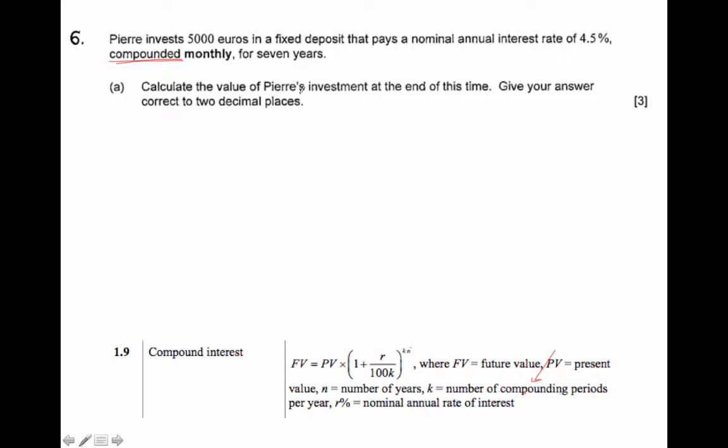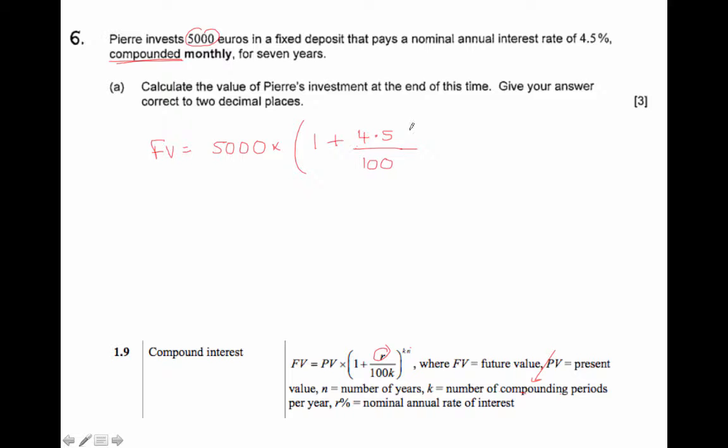So we have to substitute all this information into this formula. Calculate the value at the end of this time. Well, how long is it doing it for? 7 years. So all this information, future value is what we're trying to find, is equal to the present value, well, he puts in 5,000, times 1 plus R, which is the percentage interest rate, so 4.5. You don't need to put the percent over, dividing it by 100 makes it percent anyway.